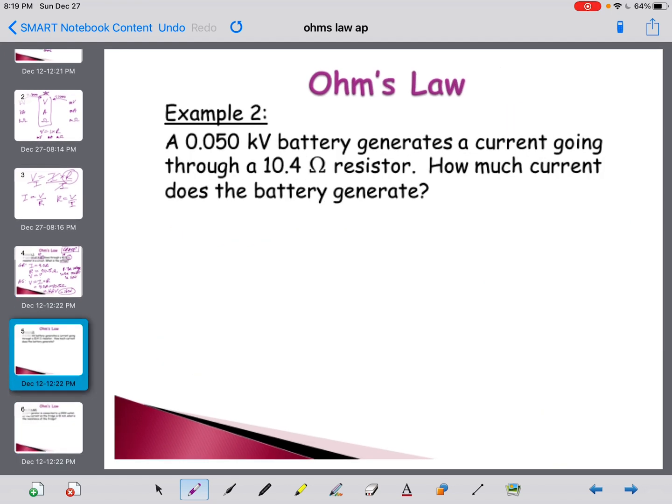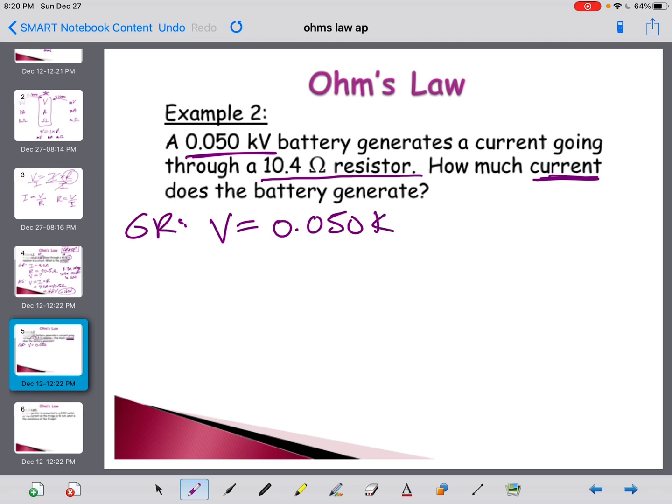Okay, let's take a look at the next one, and then I'm going to have you try one. Okay, so we have a 0.050 kilovolt battery generates a current going through a 10.4 ohm resistor. How much current does the battery generate? Okay, so again, we're using GRASP here. So we have our voltage, but it is in units of kilovolts.